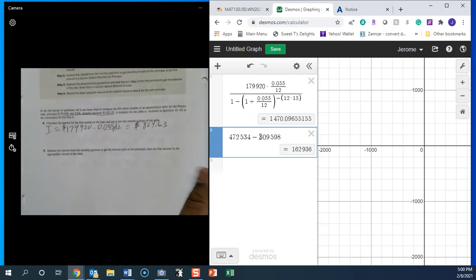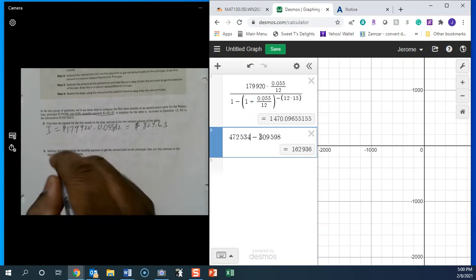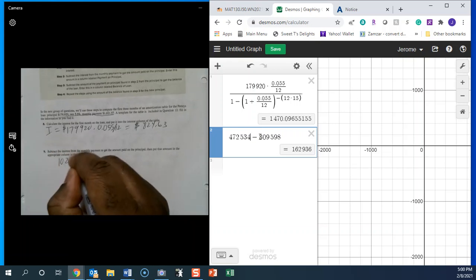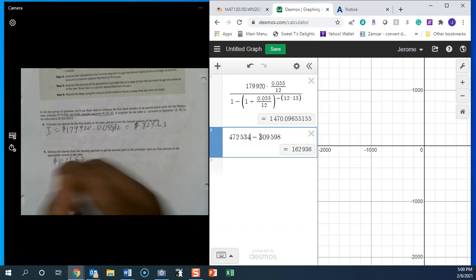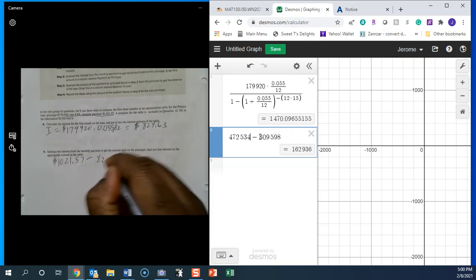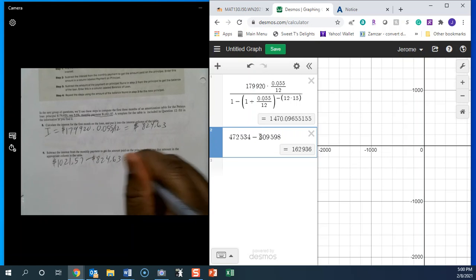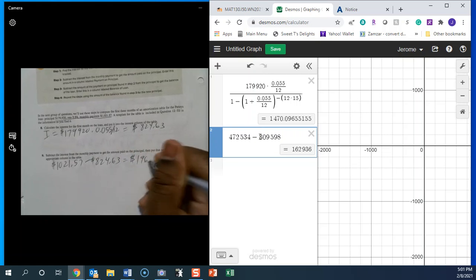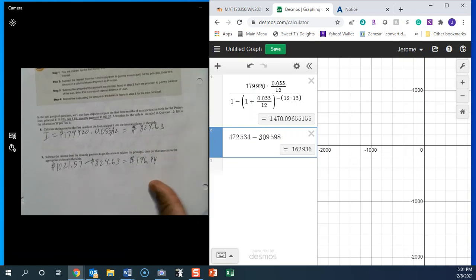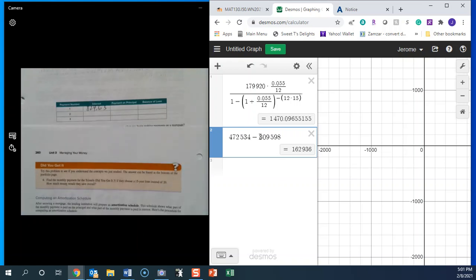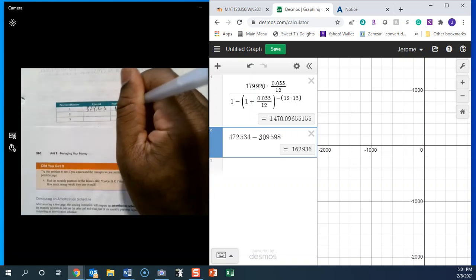And then we go here to number 9. Number 9, it says subtract the interest from the monthly payment, and this is how much is paid to the principal. So it'd be $1,021.57 minus the interest, which is $824.63, which will give us $196.94. So we'll put $196.94.